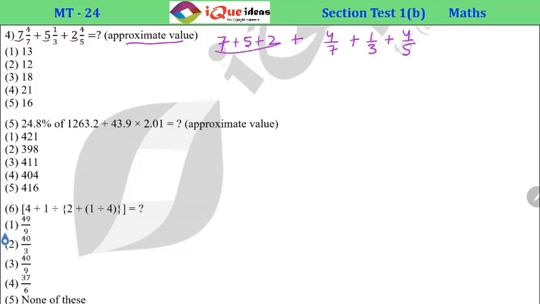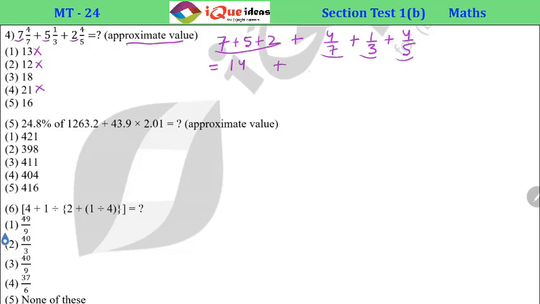Now 7 plus 5 plus 2. 7 plus 5 is 12 plus 2, 14. Alright, plus. Now this 4 by 7, one way is calculate the decimal value. So here if you look at the option, 13 cannot be the answer because that is less than 14. Our answer has to be more than 14. 12 cannot be the answer. Now out of the remaining options, 21 is pretty large. These values are very small. Okay, 21 is very far from 14, so that also cannot be the answer. So it will be either 16 or 18.